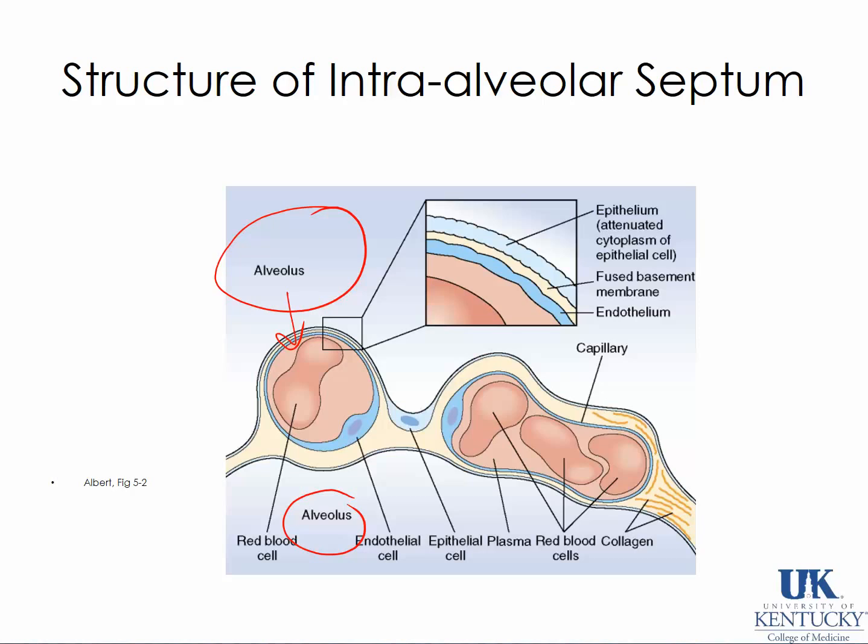It goes through the epithelium of the alveolus. It has to go through the cytoplasm. It's got the fused basement membrane. It's got the endothelium of the blood vessel. It has to enter the plasma, and then from the plasma it has to enter into the red blood cell. All those things then would be considered as constituting part of the alveolo-capillary membrane.